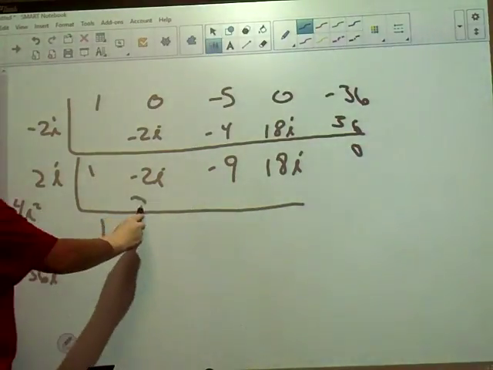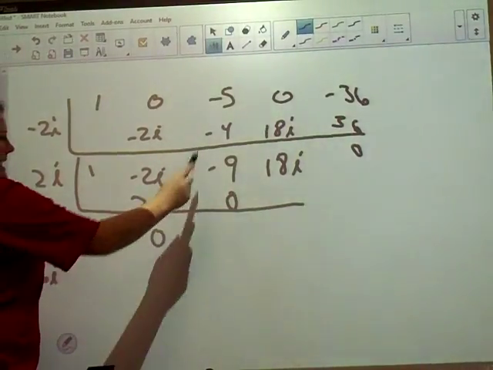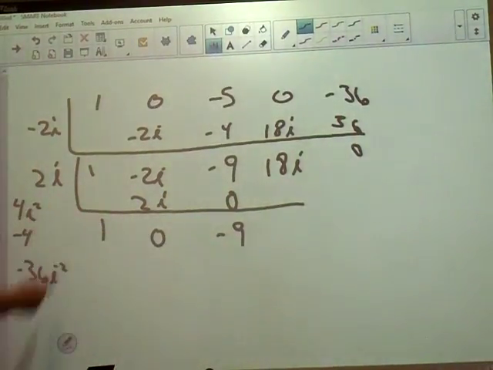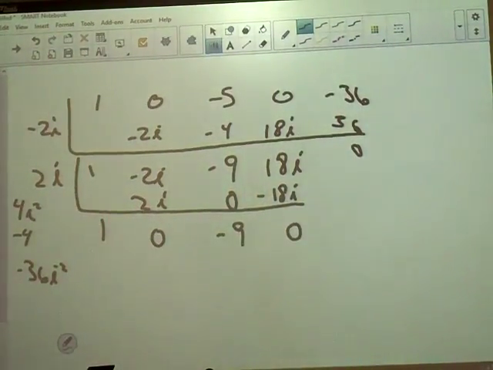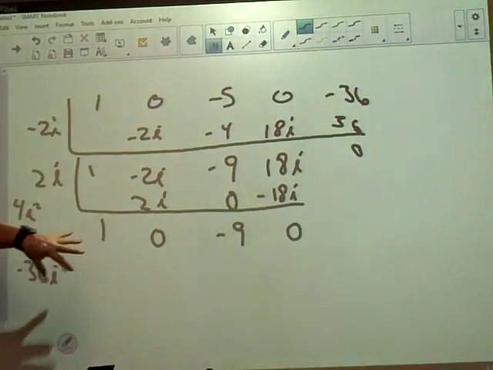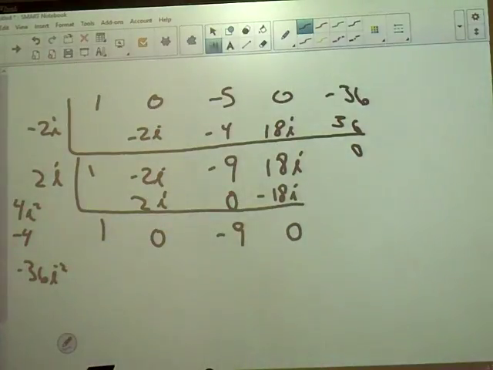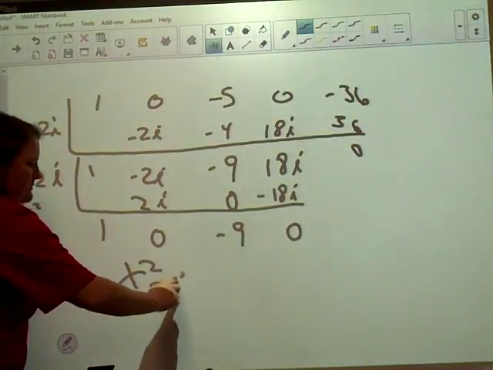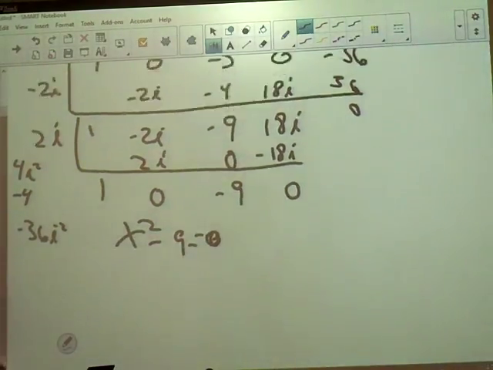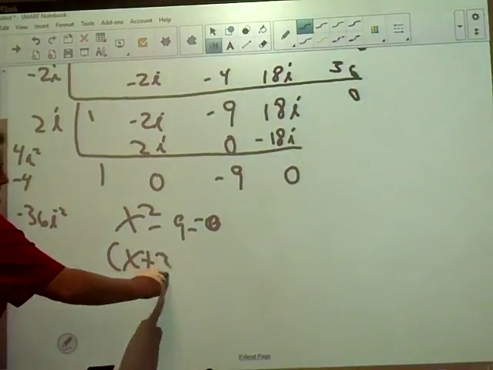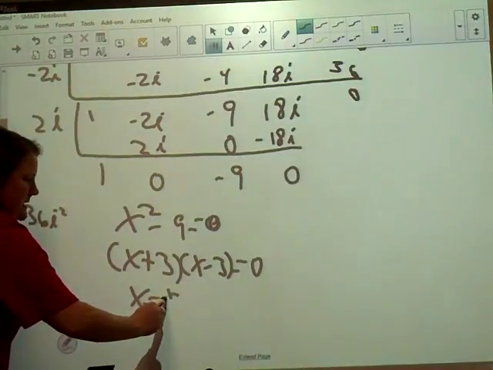1 times 2i is 2i. Add and get 0. 0 times 2i is 0. Add and get negative 9. Negative 9 times 2i is negative 18i. Add and get 0. Started off as a 4th power, then we were a 3rd, now you're a squared. And this is easy to solve because this is x squared minus 9 is all you're looking at. You can set that equal to 0 and solve algebraically, or you can factor it using difference of squares, which gets you a 3 and a negative 3.